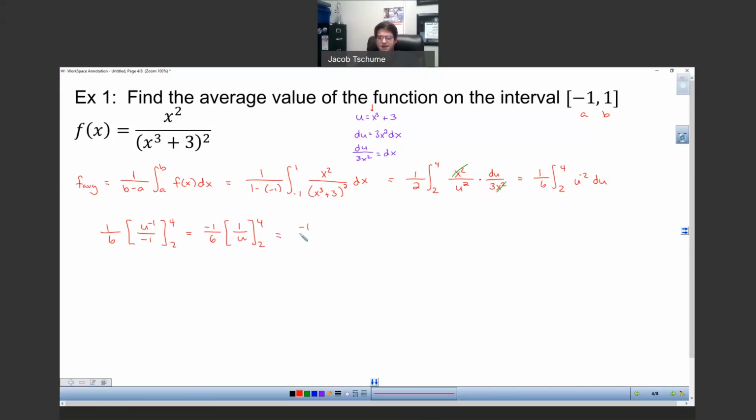So this would be -1/6 times 1/4 minus 1/2. All right, so 1/4 minus 1/2 is going to be a -1/4. And then multiplying these two fractions together would give me 1 over 24. And that is the average value of this function. Now from there, we could try to solve for a C value, but that's not really needed right now. We'll get into that in just a few minutes once we do a couple more practice problems.